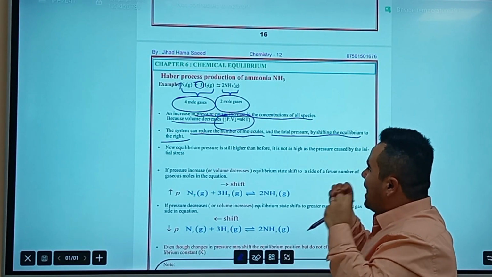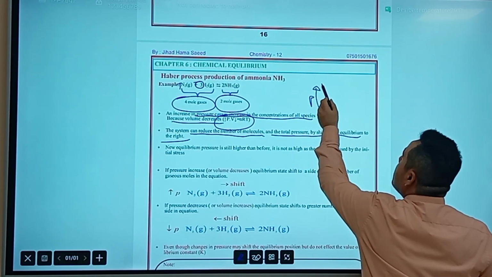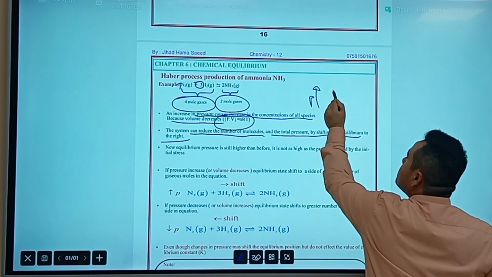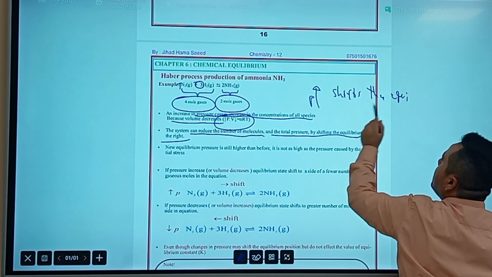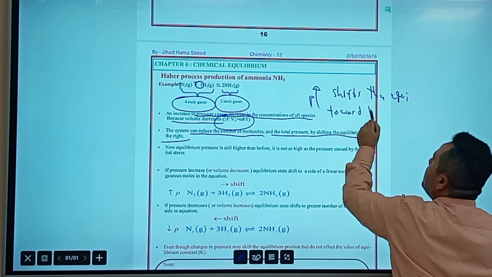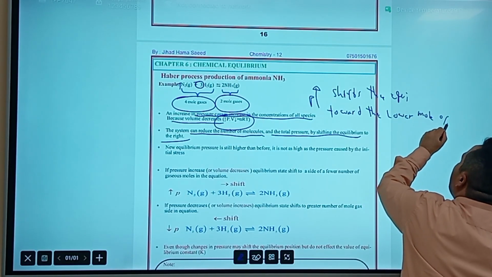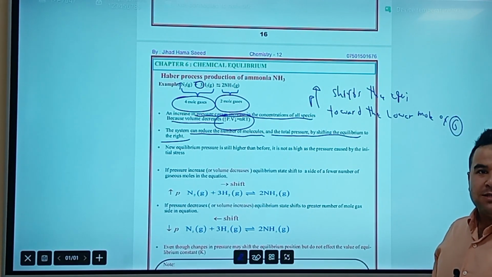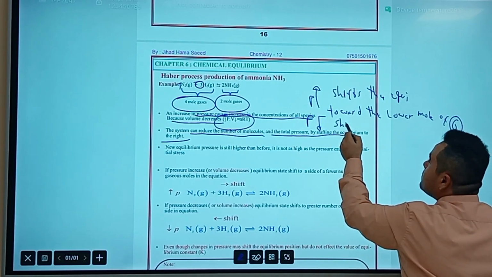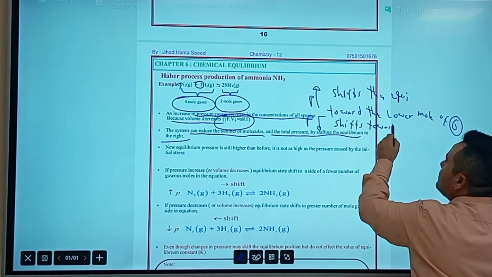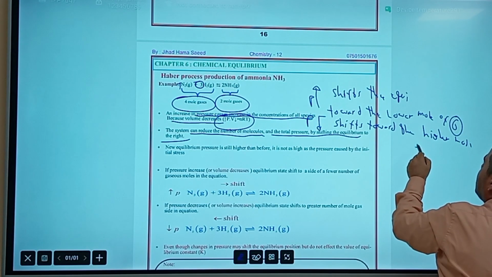Why to the right? As I told you guys, increasing pressure always favors or shifts the equilibrium toward the lower mole of gas. Decreasing pressure shifts toward the higher mole of gas.